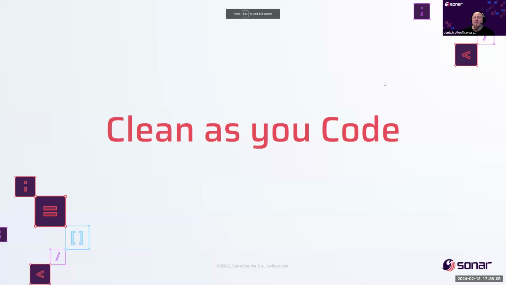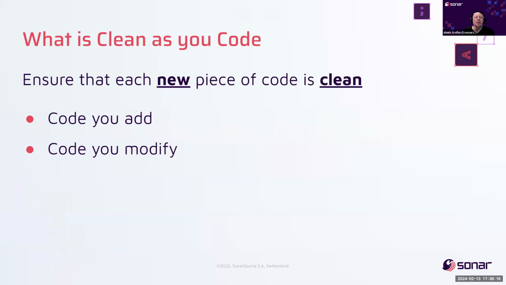So Clean as you code is a method that allows you to gradually reduce your technical debt over time. And how does that work? Well, in a nutshell, the only thing you have to do is to ensure that each new piece of code that you introduce is clean. And when I say new piece of code, I mean the code that you add because you're creating a new functionality. So it's a new method, new class file, what have you. Or it's code that you modify because you came back to a specific method and you're trying to deal with a customer issue. So you're modifying the existing code.